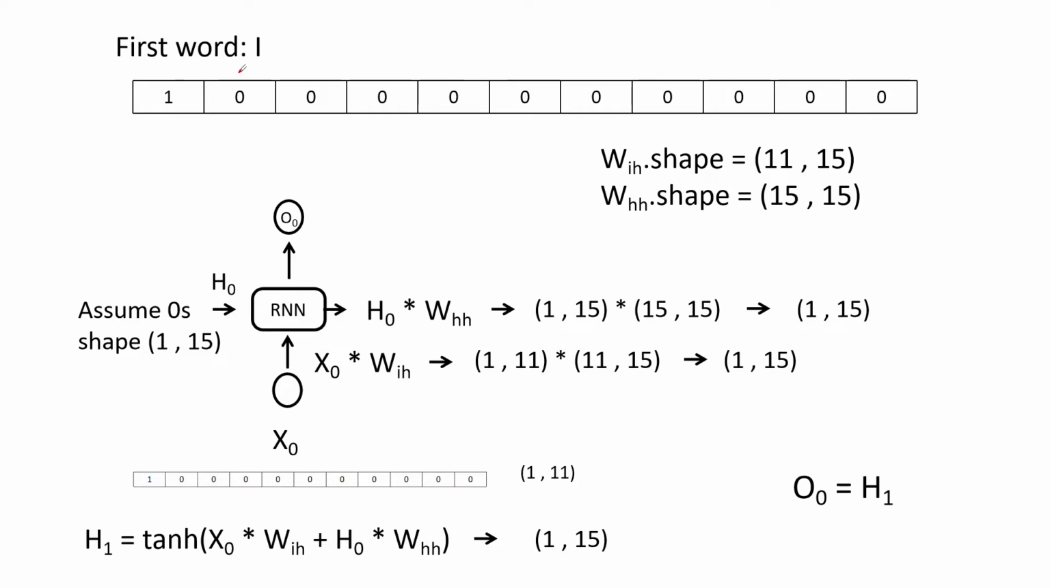Now the first word was I, and the first embedding was this one. The first embedding was 1 followed by 10 zeros. I have already explained how these shapes have been formed.